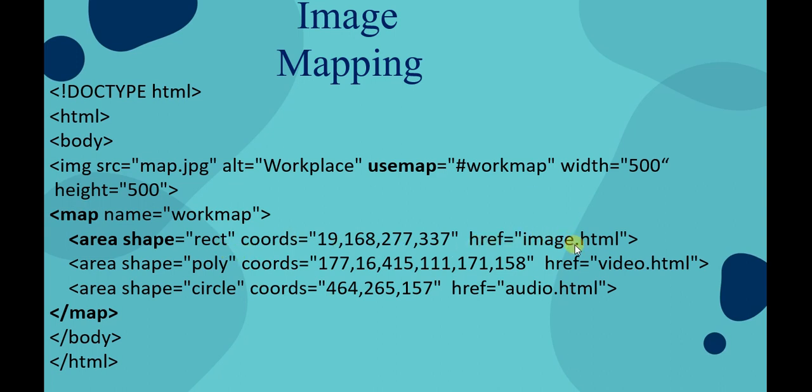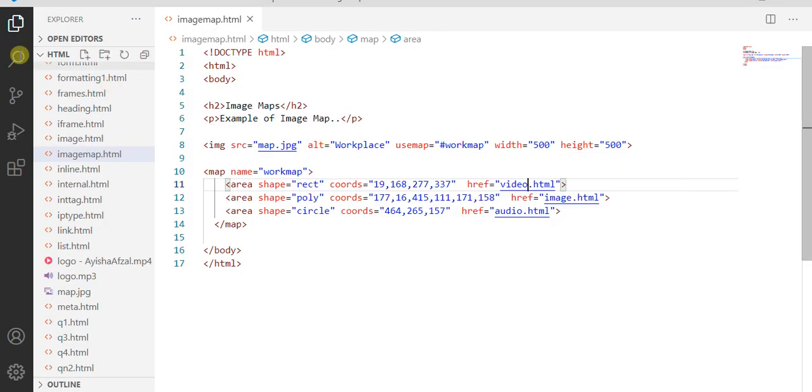Then for href, it's the document which we want to display whenever the user clicks that shape. This is represented in the href attribute, that is image.html. Whenever they click the rectangle shape, it goes to image.html. Likewise, polygon shape means it goes to video.html. Likewise, circle shape means it goes to audio.html. So you can make note of this basic syntax whenever you are doing the mapping, just use it.